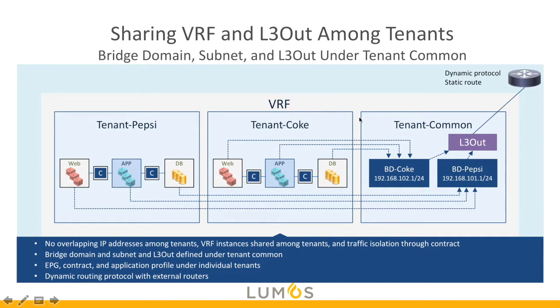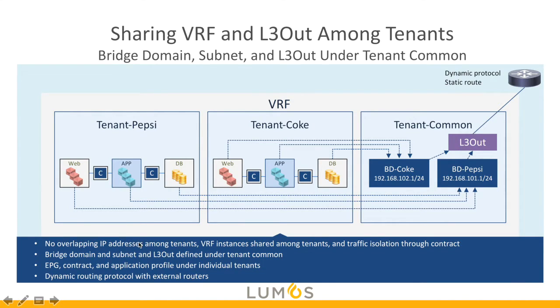One way is we put the bridge domain and subnet and L3 outs under the common tenant. So we have bridge domain Coke and bridge domain Pepsi. They all have their own individual IP space, and all of our endpoint groups in each of these tenants exist in their own individual bridge domains. So for tenant Coke, we have web, app and DB, and their IPs come from the bridge domain Coke. And they all share the L3 out, and they all share routing with an external routing protocol, either dynamic routing protocol or static route.